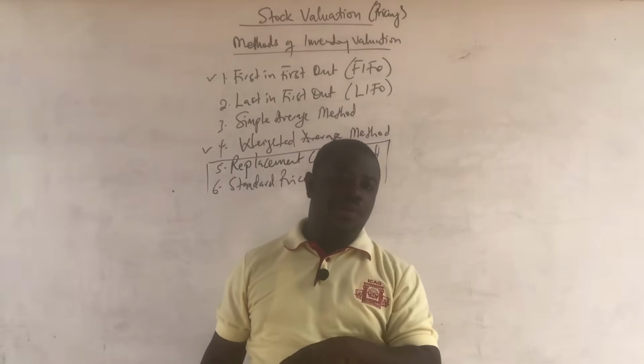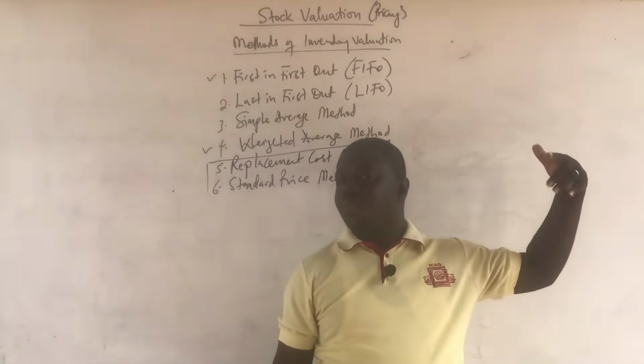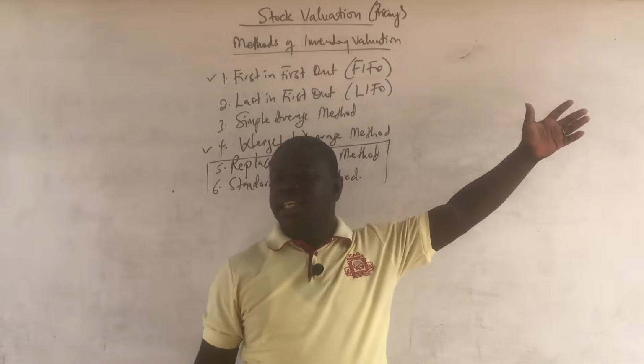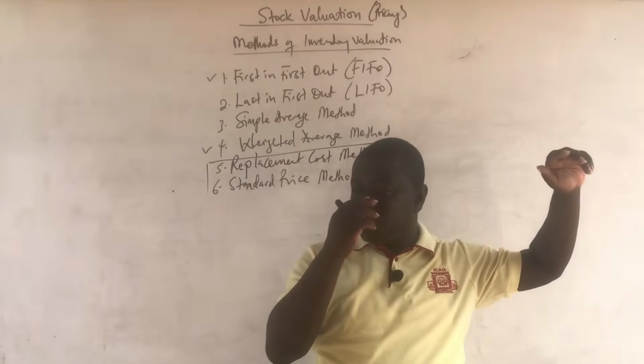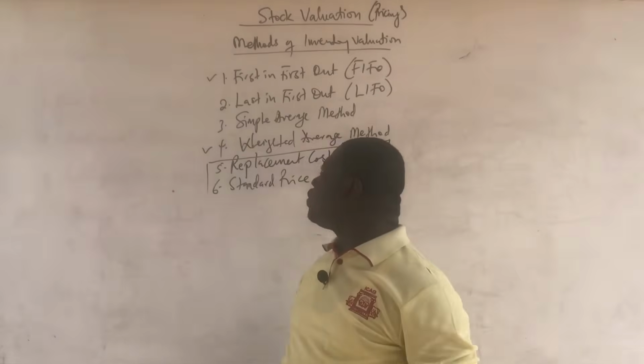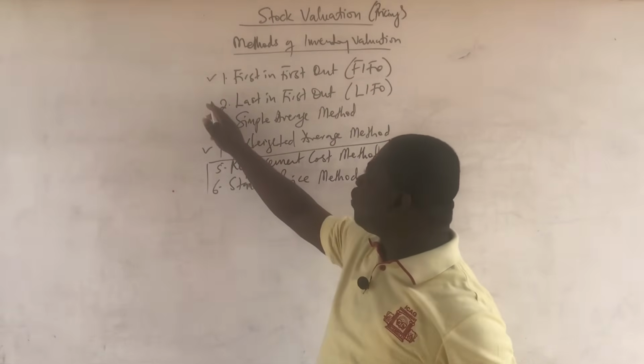Now, last in, first out means that the one that came in last must be sold first. And you know, when you are dealing with perishable goods, you may end up wasting the first goods that came because it may never go out, or expiry dates may even catch up with it. So what we are trying to say is that the last in, first out is really not applicable.